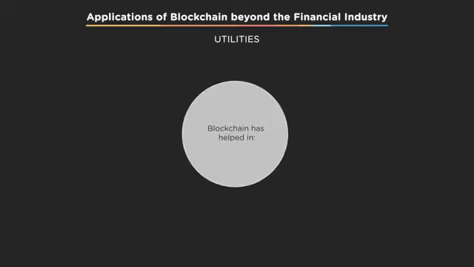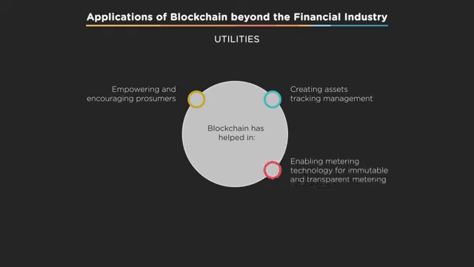Utilities. Blockchain has helped in empowering and encouraging prosumers by building a trustless energy market and transaction settlement system on blockchain, creating assets tracking management by building the underlying network of IoT devices on Ethereum blockchains with smart contracts, enabling metering technology for immutable and transparent metering, and also auto-linkage of meters with consumers' digital wallets.